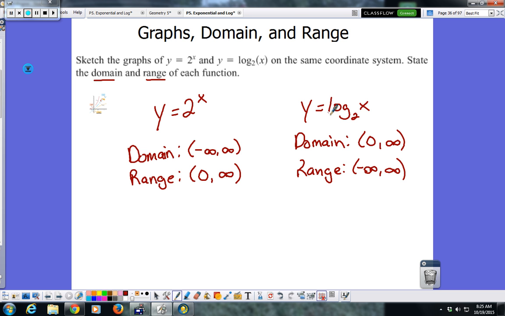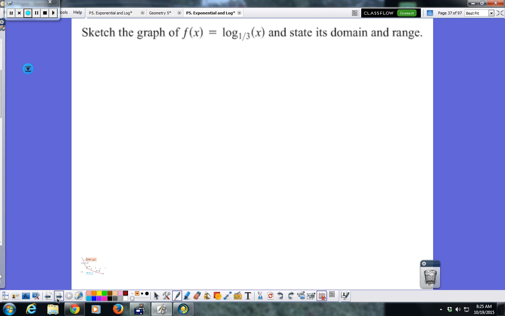Yeah. You cannot take the log of 0, and you cannot take the log of a negative. That's the reason your domain here, the things that you can plug in, start at 0 and go to infinity. You can never take the log of a negative or 0. Done. Next, we're doing the same thing. And then we'll just look at the sketches that I've got down here. Log base 1/3 of x equals y.